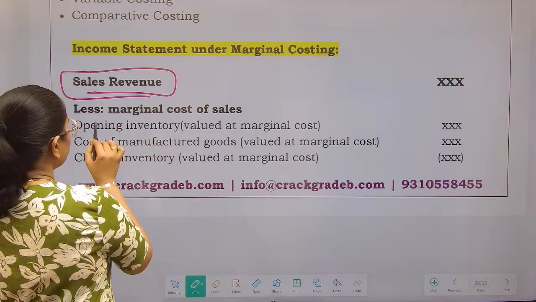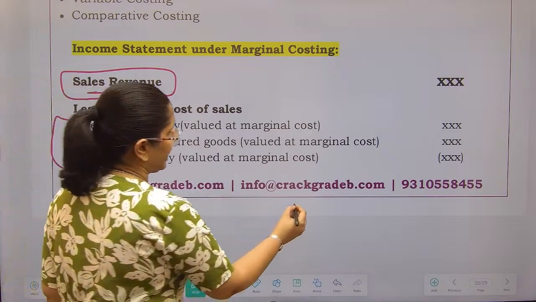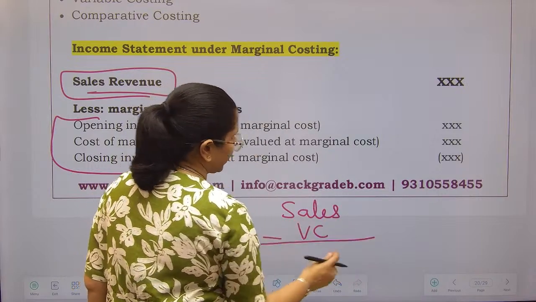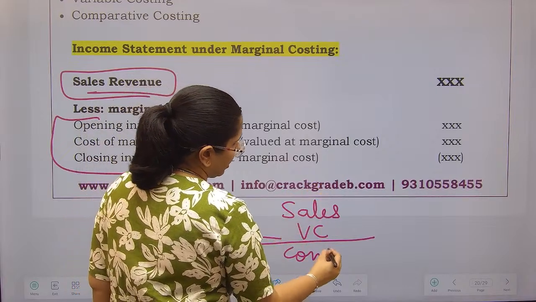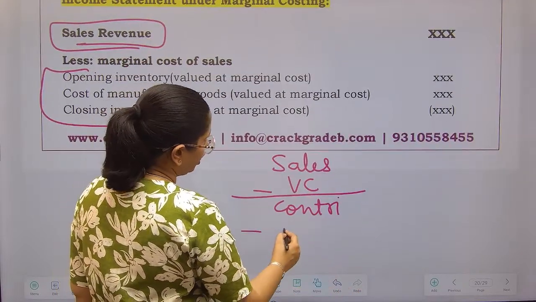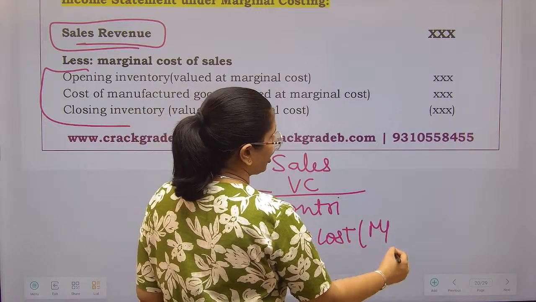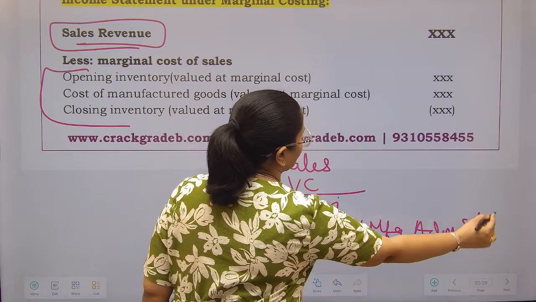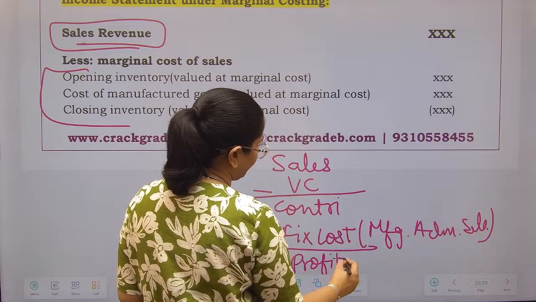After that, all sorts of variable cost. See, sales less every type of variable cost when you deduct, be it manufacturing related variable cost, selling related variable cost, anything, you will get contribution. Then you deduct all sorts of fixed cost, be it manufacturing related fixed cost or selling related fixed cost, administration related fixed cost, anything, every type of fixed cost, and finally you will get your profit. This is what happens in marginal costing.